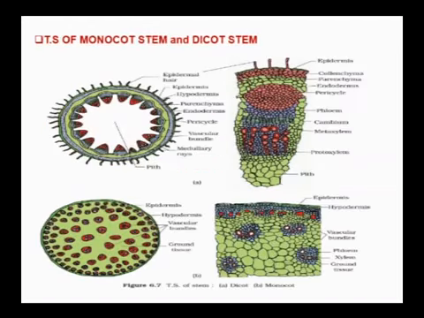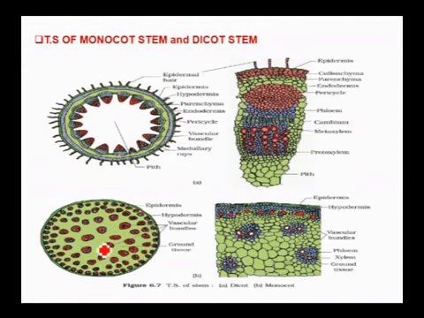Look at the diagram showing monocot stem and dicot stem. See the ground plan of both the stems. Here it is epidermis, no trichomes are found. Hypodermis is the second layer, it is usually sclerenchymatous. You compare this ground plan with dicot, where epidermis has trichomes and hypodermis is collenchymatous.